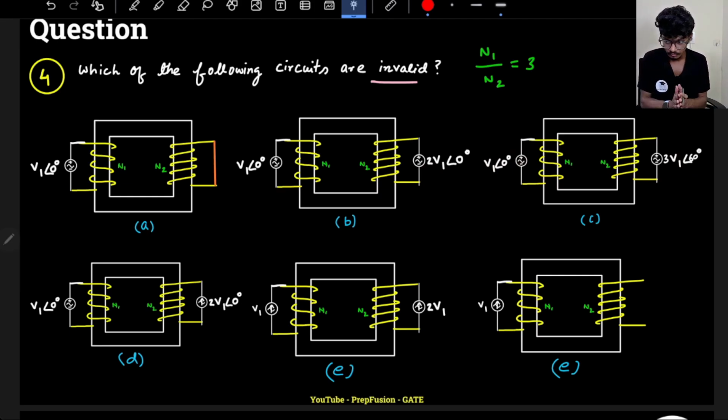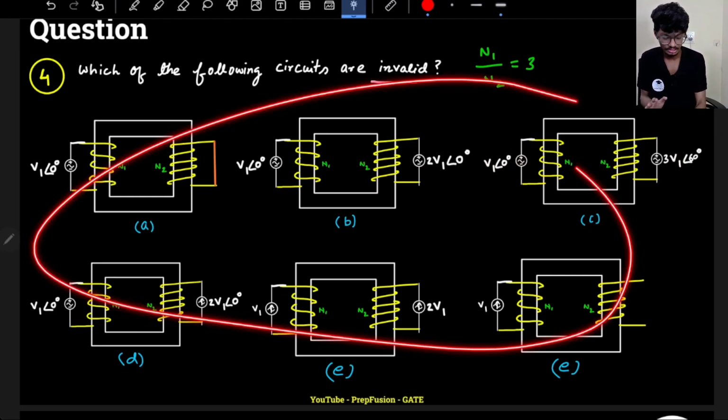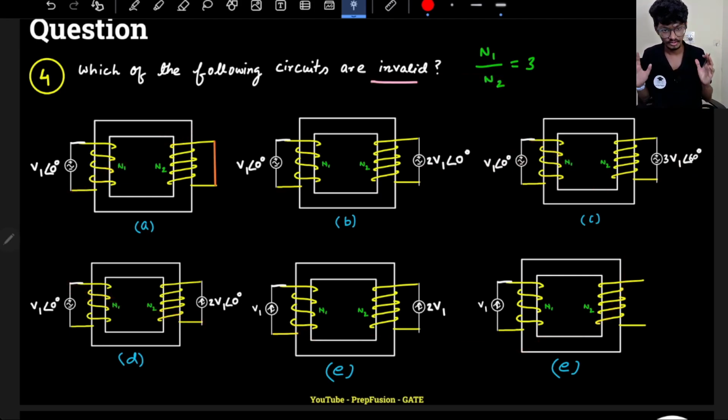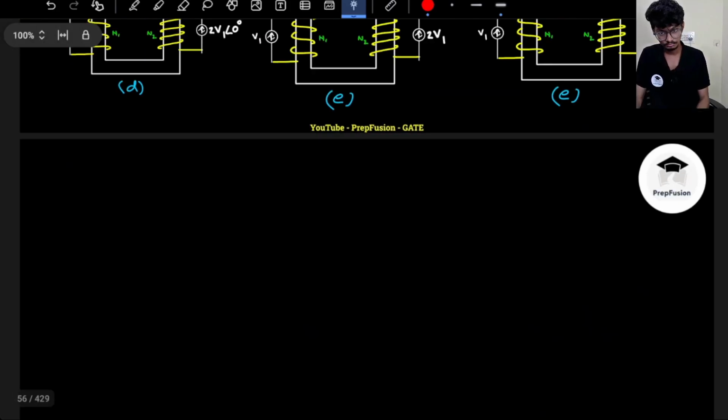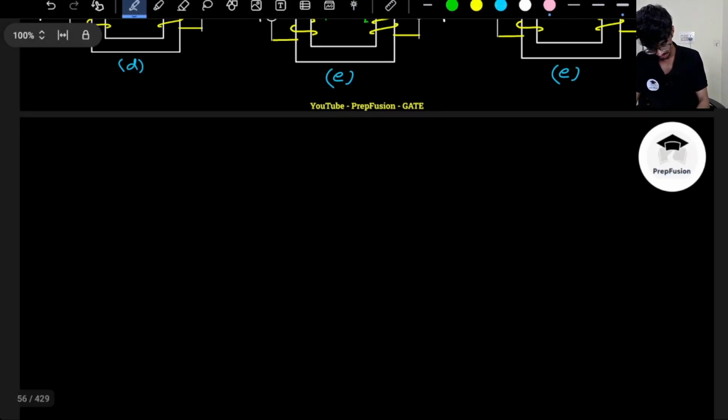So just pause the video and tell me which of the circuits here actually are invalid. Whatever knowledge we have gained till now, try to implement that logic. Let's start slowly with circuit A. In circuit A, the secondary is short circuited, that means the voltage across the secondary is 0 and the primary has voltage V1. Is it possible? Remember, nothing is mentioned, so we will assume an ideal transformer.